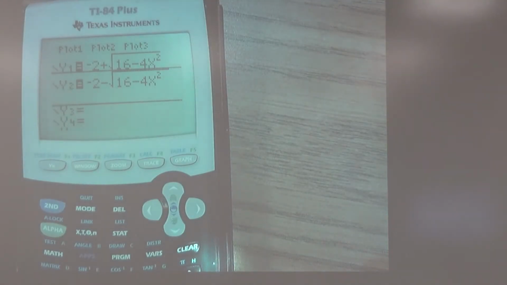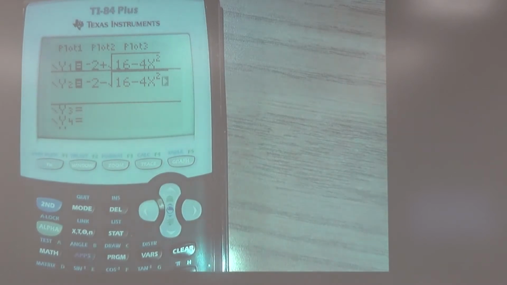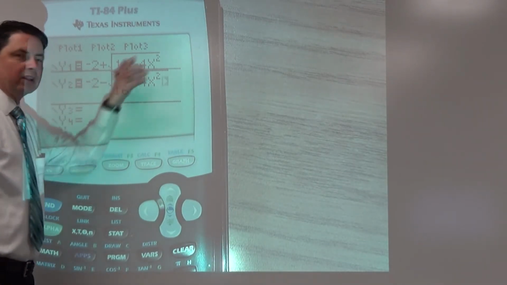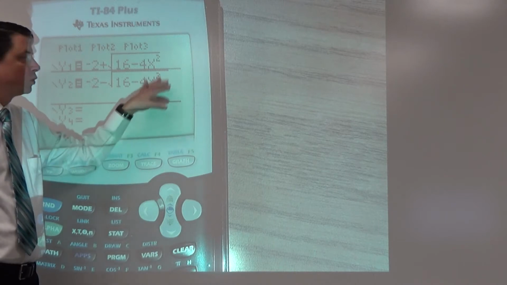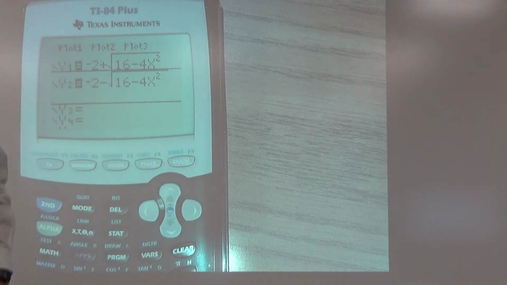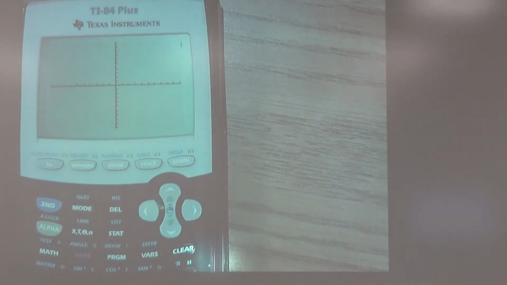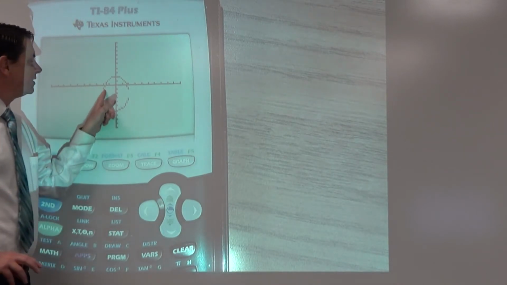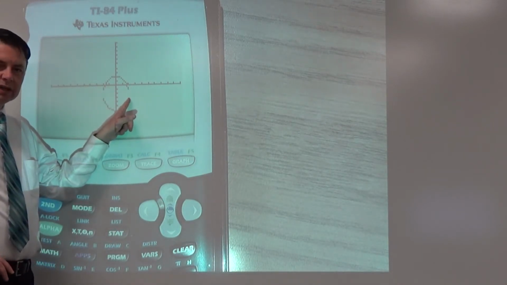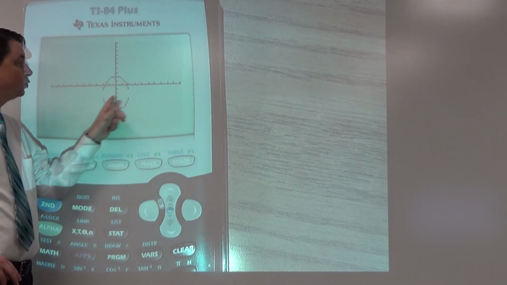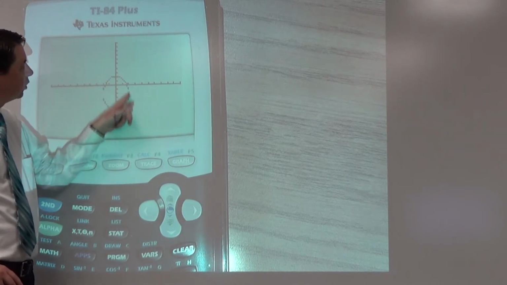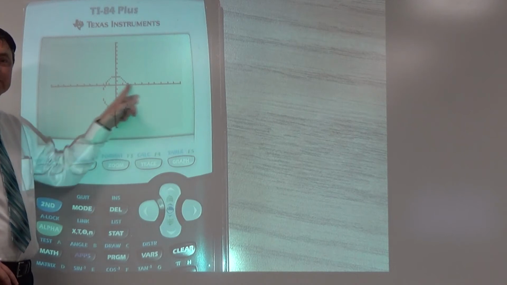All right, so I have my functions inputted. And right now they're not inequalities because I want to take a look at what the graph looks like. Graph. All right, so once again, remember, as it goes vertical, it really has a tough time with that. So these would connect and it forms the shape of an ellipse.